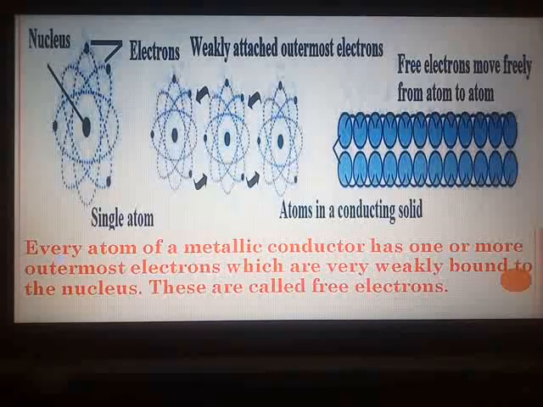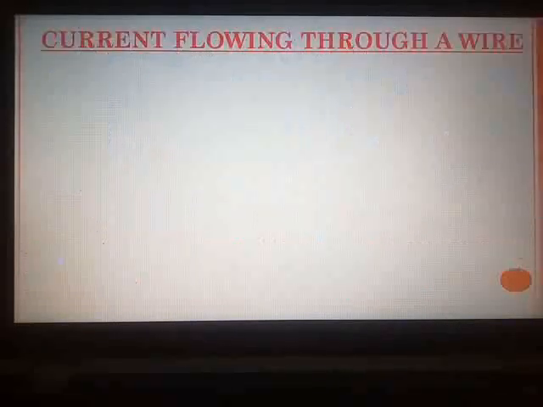In this chapter we are going to label the wire as conductor, or we will call it a wire. Both are the same. So, current flowing through a wire.